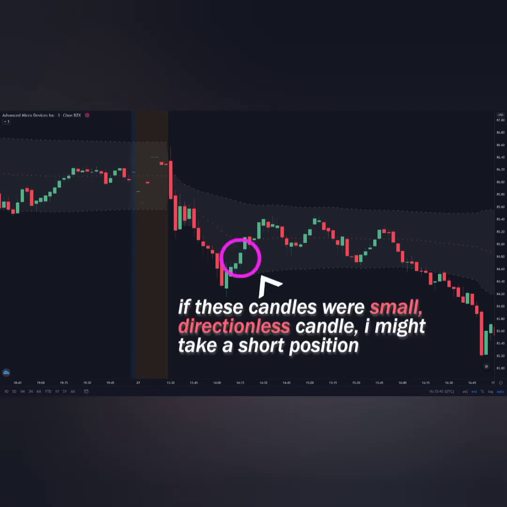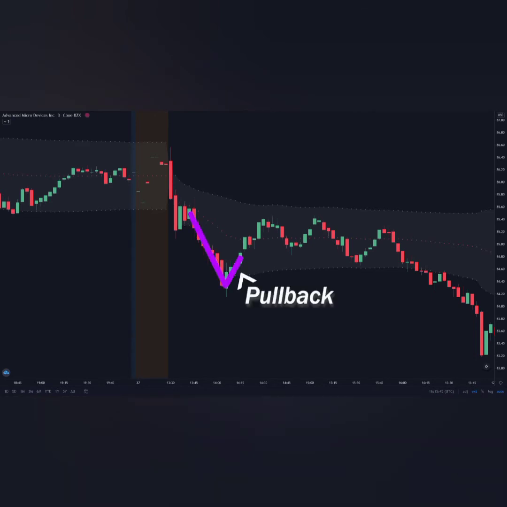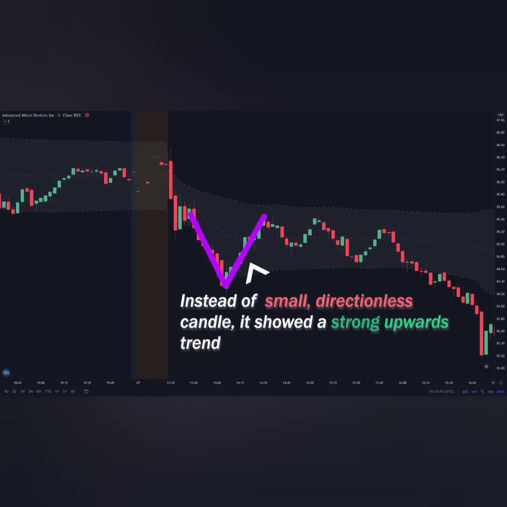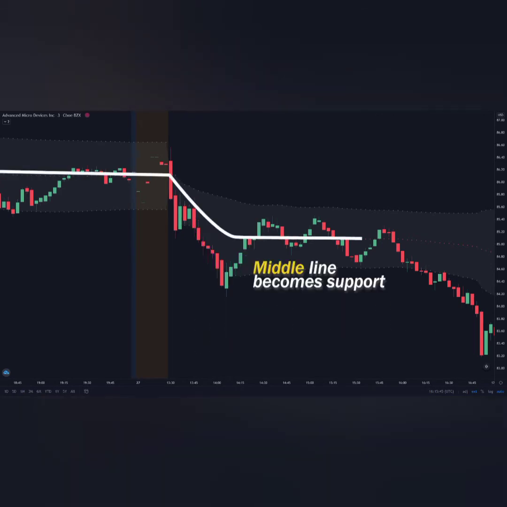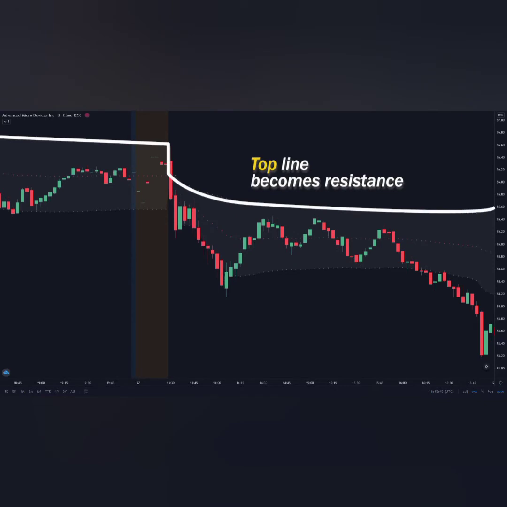If these candles here were small directionless candles, I might consider a short position, because it's going to act as a mini pullback before heading to lower lows. But instead, it actually gives a clean upwards movement towards new highs. Since it broke past the resistance, this middle line now acts as a support, and the top line becomes the resistance.